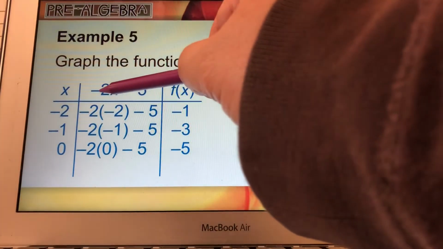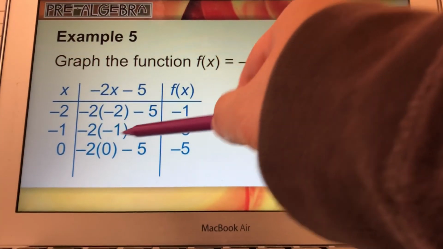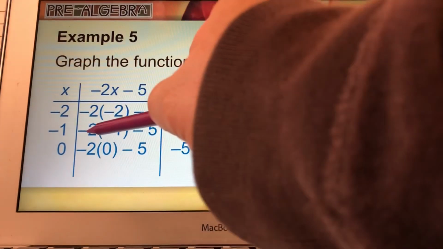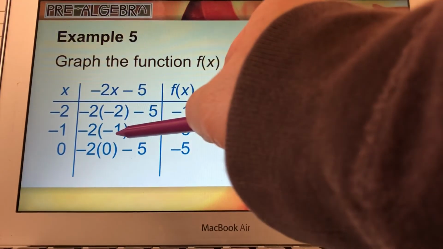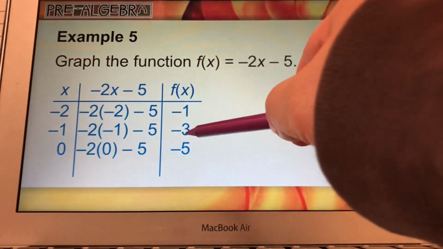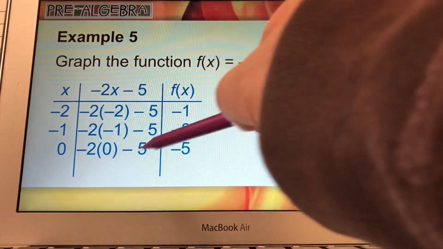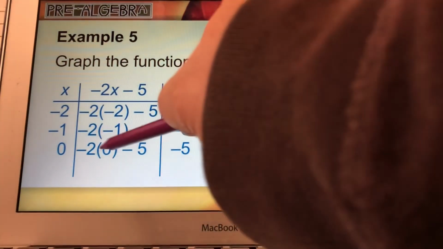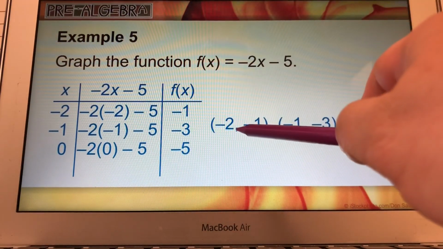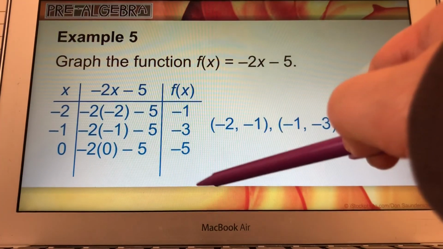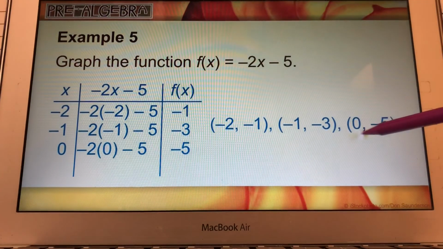If I use negative 1 times negative 2, this becomes positive 2. Positive 2 minus 5 gives me negative 3. Negative 2 times 0 now, if I plug in 0, minus 5. This becomes 0, doesn't it? So then my answer is negative 5. And then here are my ordered pairs. Negative 2, negative 1, right here. Negative 1, negative 3, right here. 0, negative 5, right there.